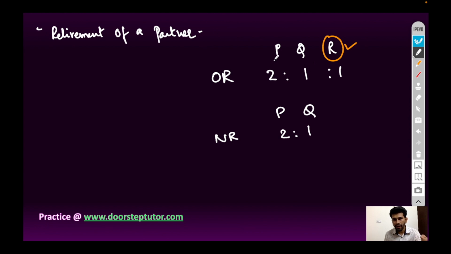Old partners are P, Q, R. After reconstitution, that is at the time of retirement of Mr. R, new partners will be the remaining partners, Mr. P and Mr. Q. Old ratio is 2 is to 1 is to 1. New ratio is 2 is to 1 because R is retiring now. His part of profit will be distributed among remaining partners.